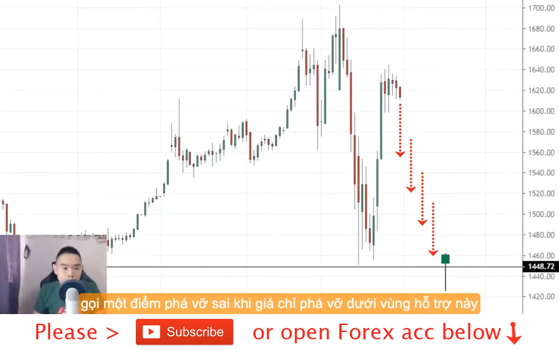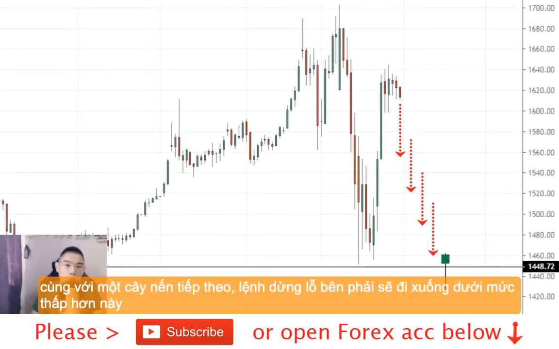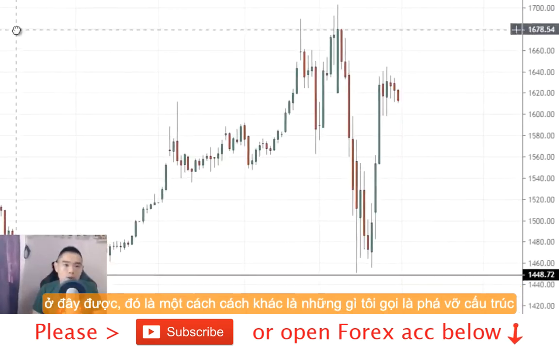So this is what I call a false break, where the price breaks below this area of support only to close back higher above support. If that's the case, you can go long on the next candle open. Stop loss will go below this low over here. Okay, that's one way. The other way is what I call the break of structure.